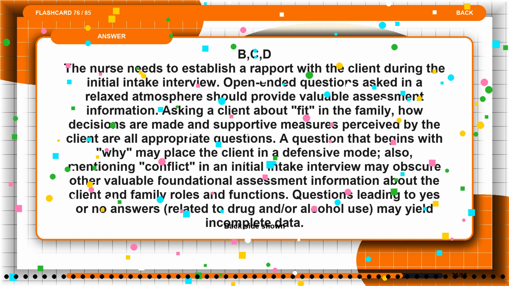Also, mentioning conflict in an initial intake interview may obscure other valuable foundational assessment information about the client and family roles and functions. Questions leading to yes or no answers related to drug and/or alcohol use may yield incomplete data.